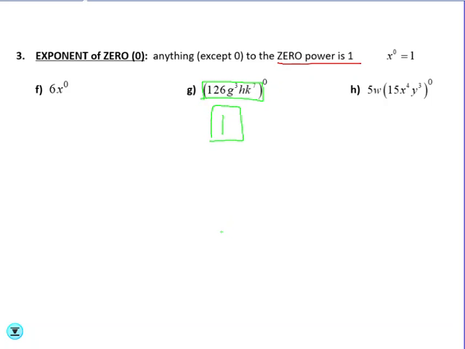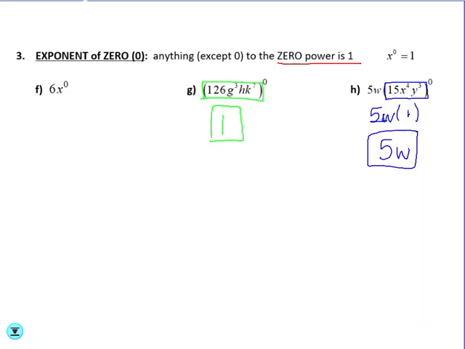If I look at example H, I have 5w times a whole bunch of stuff to the 0 power. This parenthesis part, it does not matter what is in the parenthesis, but that part is raised to the 0 power. So that part of this expression is equal to 1. The entire thing is not equal to 1 because we still have this 5w out in front. So we have 5w times 1, which is just 5w.